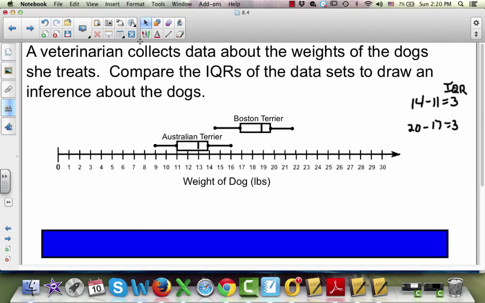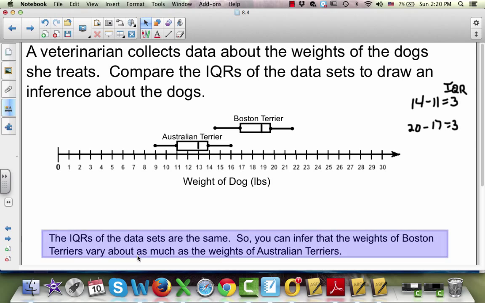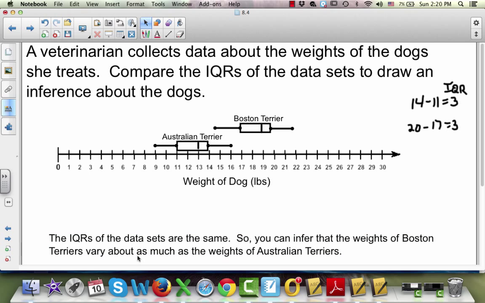So what does that tell us? What kind of inference can we make? Well, the interquartile ranges of the data sets are very much the same. So you can infer that the weights of Boston Terriers vary about as much as the weights of Australian Terriers, because that's what that box tells you: how much the weights of the Boston Terriers vary, and how much the weights of the Australian Terriers vary. Sometimes this box will be very long, sometimes it will be short. The shorter it is means the less amount of variance there is.